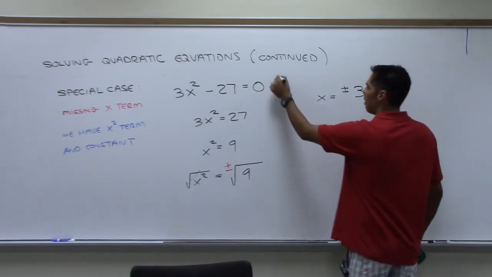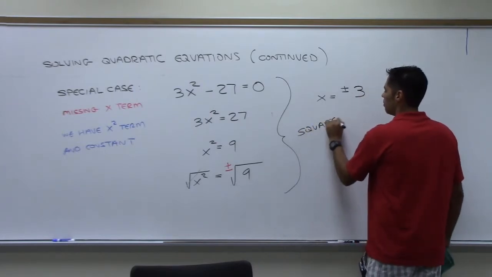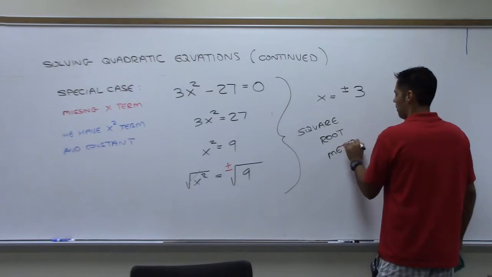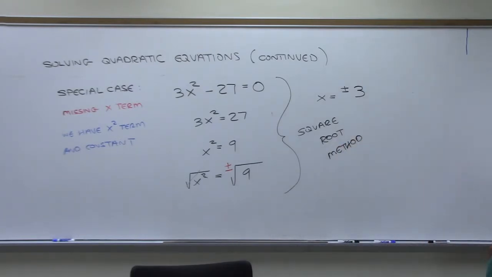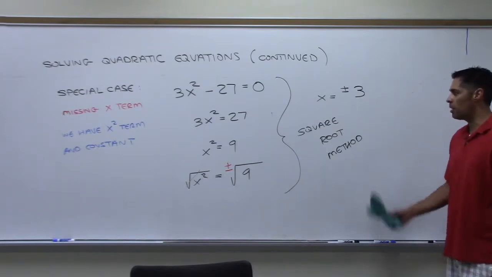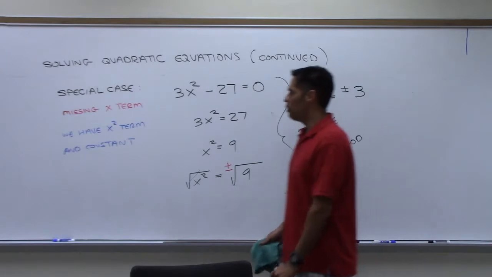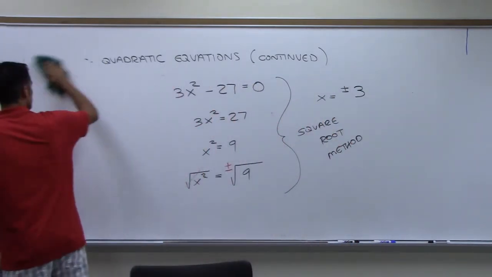So this whole method right here is called the square root method. Or they refer to it sometimes as the method of square roots. I have a question for you. And this is a little bit of a trick question.